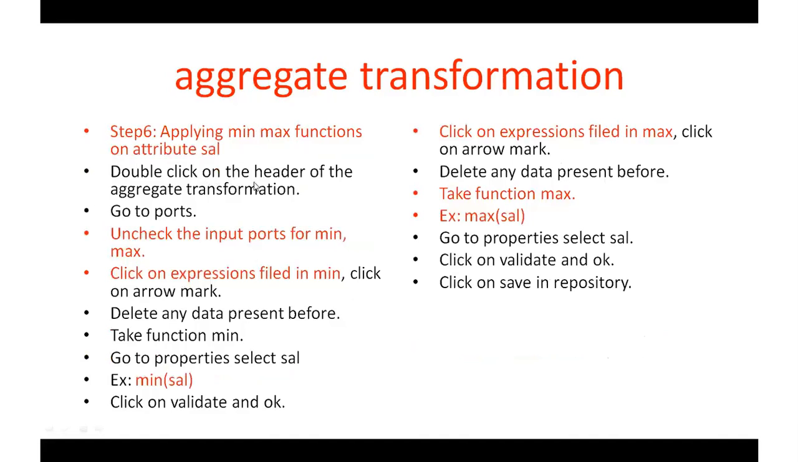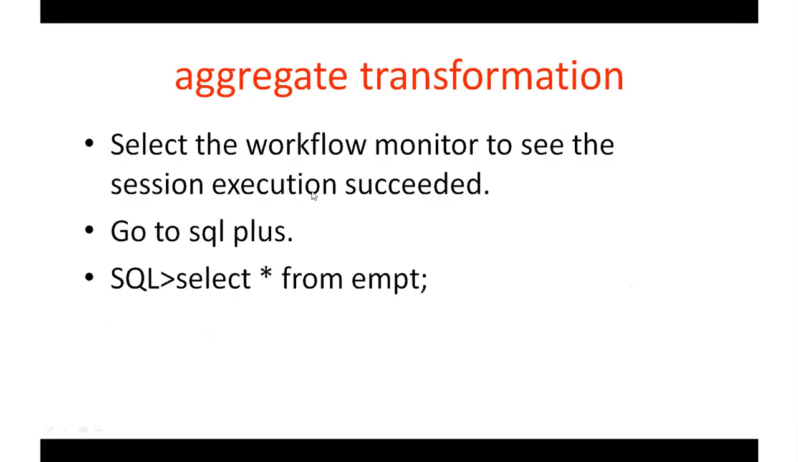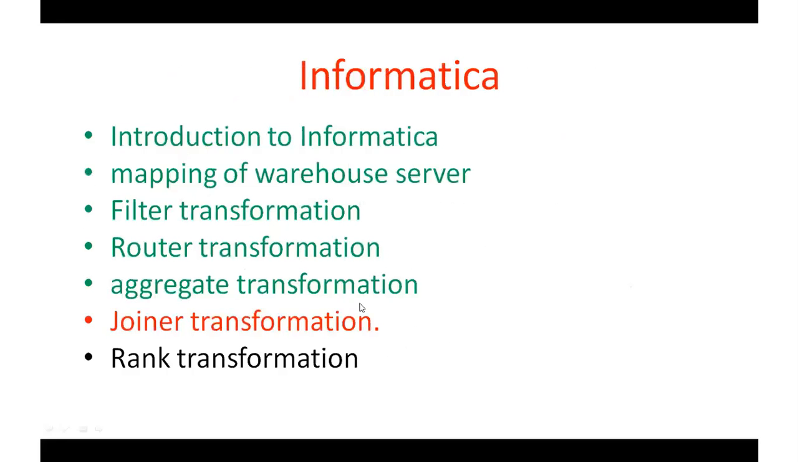In this case, you can get the minimum salary as well as the maximum salary. For doing that, select the properties, and from the properties you will select the minimum salary, and then click on the expression field near maximum, click the arrow mark, and take the maximum function, and then finally the execution of the program. How can you execute? By creating the session and the workflow, using the workflow window. Next we will discuss the joiner transformation.